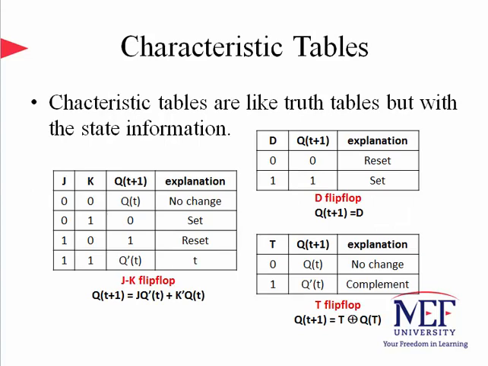So if we add this information to the truth table, the new table is usually called the characteristic table of the circuit. In this table, Q(t) refers to the present state and Q(t+1) represents the next state. Q(t) does not change to Q(t+1) unless a clock edge occurs and activates the circuit for a potential new state. The characteristic tables and equations are shown for all 3 flip-flops we have covered so far.